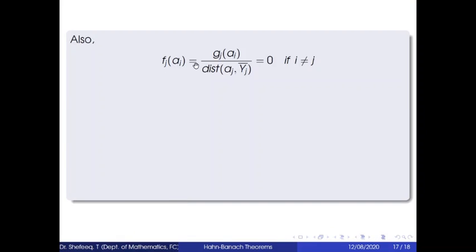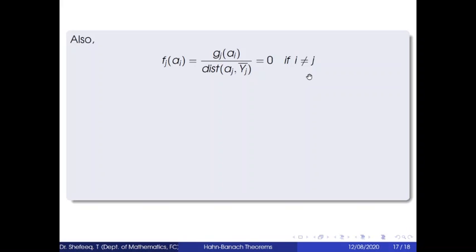Also, fj(ai) is equal to gj(ai) divided by the distance of aj from Yj bar. This is equal to 0 if i is not equal to j, since if i is not equal to j, then ai belongs to Yj bar, so gj(ai) is equal to 0. So for this case, this is equal to 0.